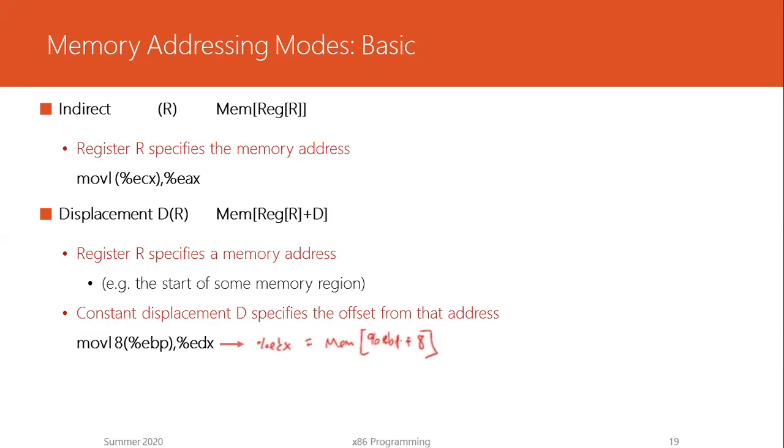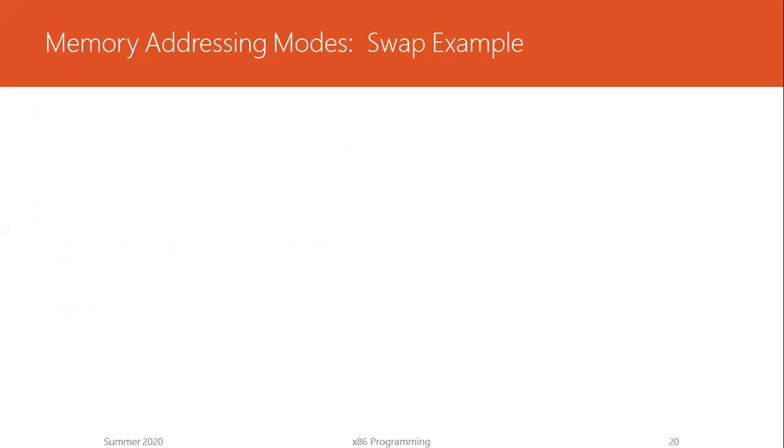Remember, we said that the base pointer is a special purpose register that is used in addressing the stack region of the memory. So we will see a lot of these instructions and we'll get to know this very well over this series of videos. Let's understand the basic addressing mode using an example swap.